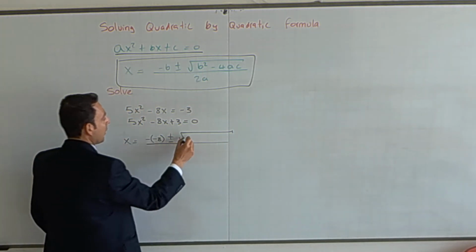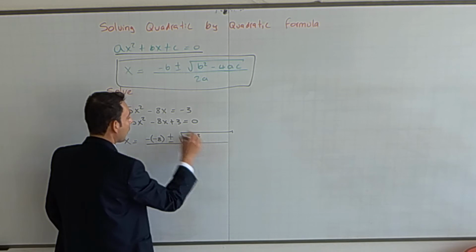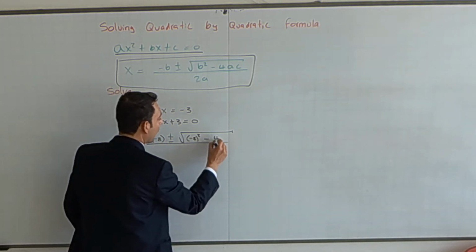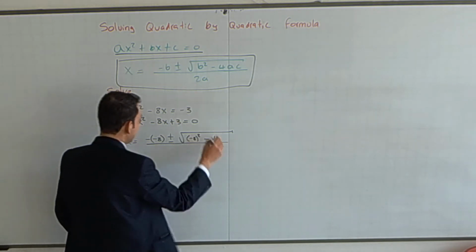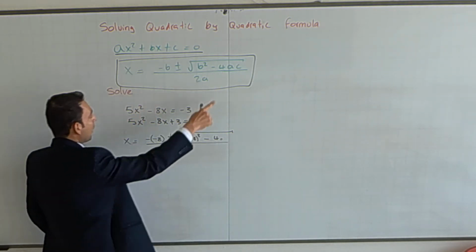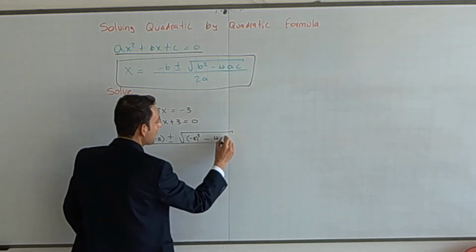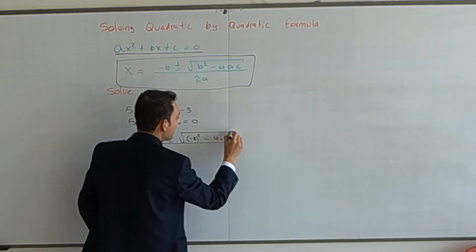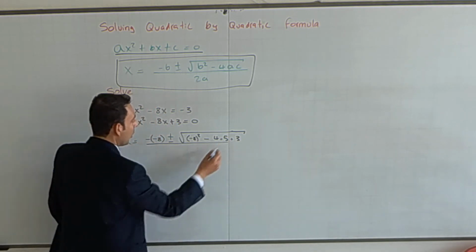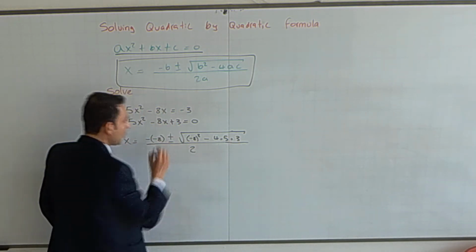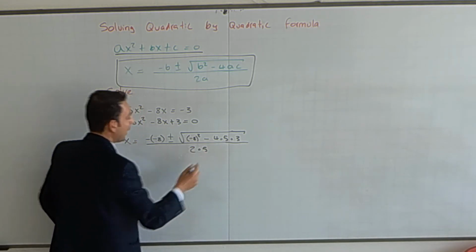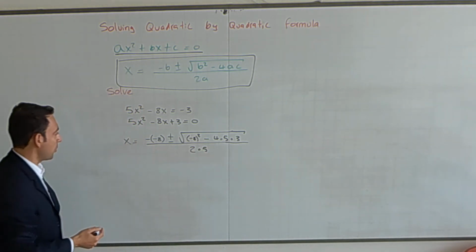What is b squared? Negative 8 squared. Remember, b is the coefficient of the middle term. Minus 4, this minus is from the formula, 4 is from the formula, times a. What is a? a is 5, then times 5 times c. What is c? Positive 3. Okay? All of this divided by 2, which is from the formula, times a. a is 5. Okay? Now everything we have to do is operations.